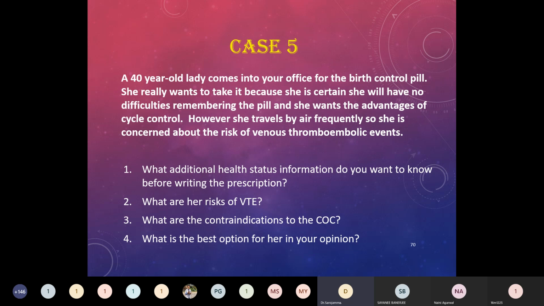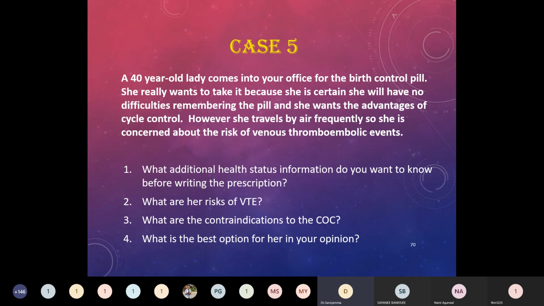But if she insists on birth control pills, she can go for low dose estrogen pills, and she should be counseled about the risk of VTE because of her habit or profession, whatever it is, of traveling by air. She is at high risk of venous thromboembolism. In that case, she should take precautions of drinking more water, ambulating, using stockings on the legs, or taking some antithrombotic measures when she's traveling by air.